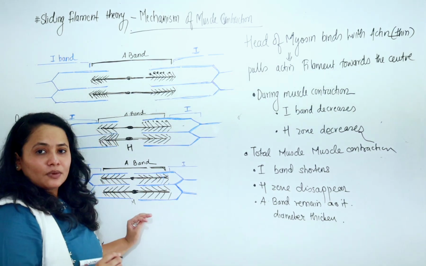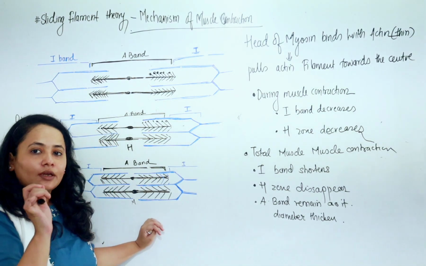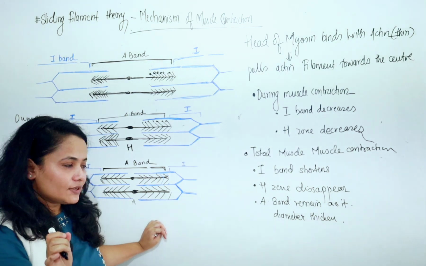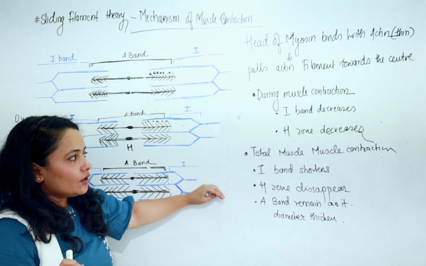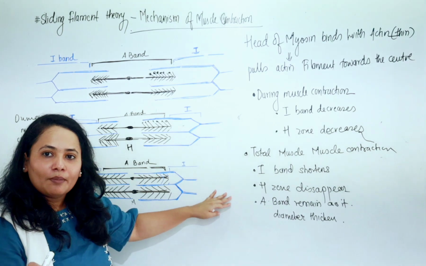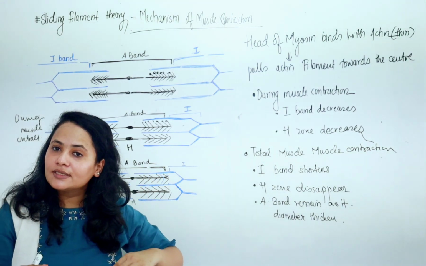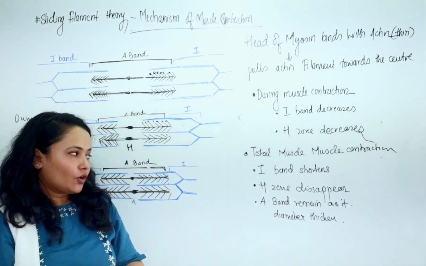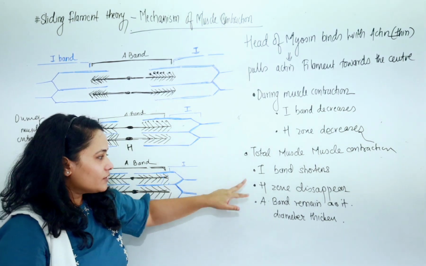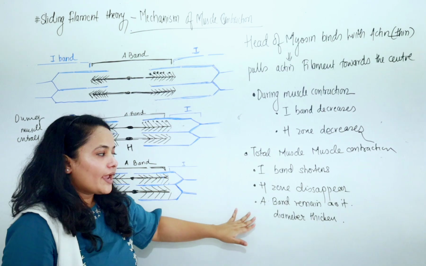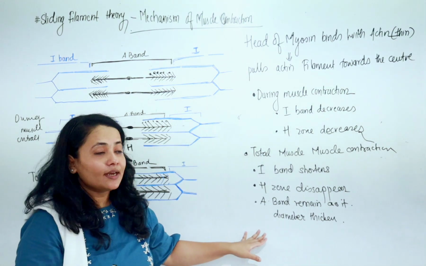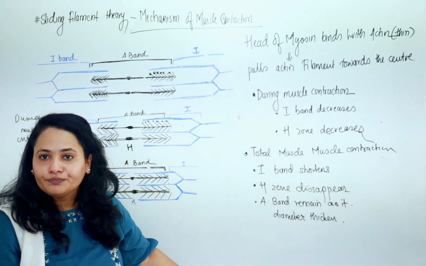So this is about the muscle contraction. What we have to take as an important point over here is that during the muscle contraction, myosin filaments remain as they are and the actin filament slides over them. During the muscle contraction, I band shortens, H zone disappears, and A band remains as it is, but if diameter is asked, then you need to remember that diameter gets thickened.